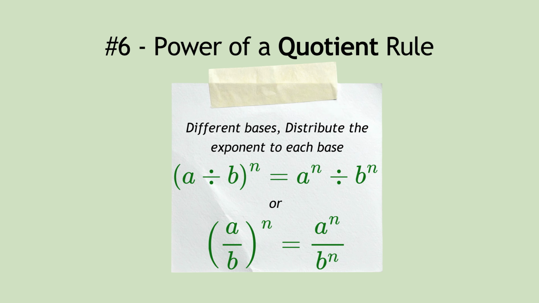Rule number 6, power of a quotient rule. Once again, we have different bases, yet we're still dividing, but we also see parentheses. So whenever you have different bases, you're going to distribute the exponent to each base once again. So we have a divided by b to the power of n. Our final answer is a to the power of n divided by b to the power of n. Or it might look like a fraction. a over b to the power of n equals a to the power of n over b to the power of n. Let's look at some examples.